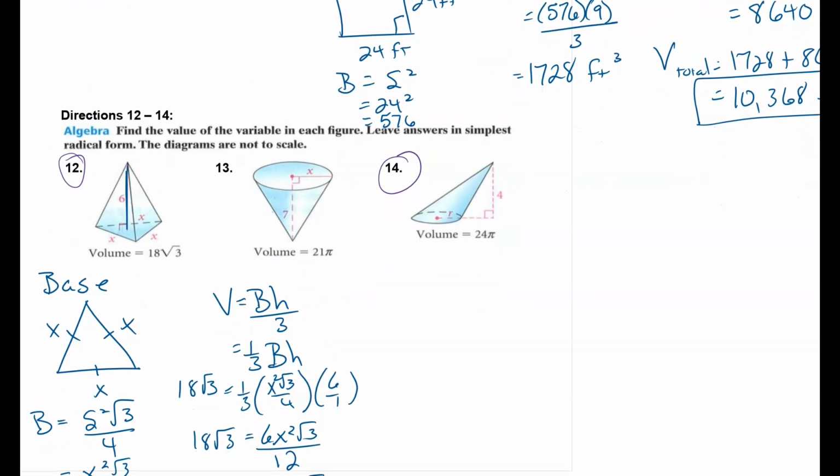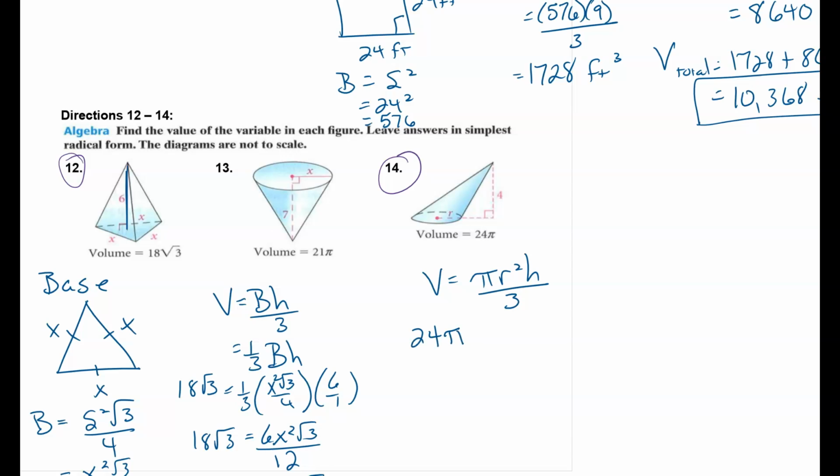Okay, let's look at our last one here. Hopefully I don't mess up quite so much, but I need to find the radius of this cone, and this is an oblique cone, but that's okay because of Cavalieri's principle, we can do this. So the volume of the cone is going to be pi r squared, the area of the base of the cone, times its height all over 3. So we're going to plug in and work backwards.